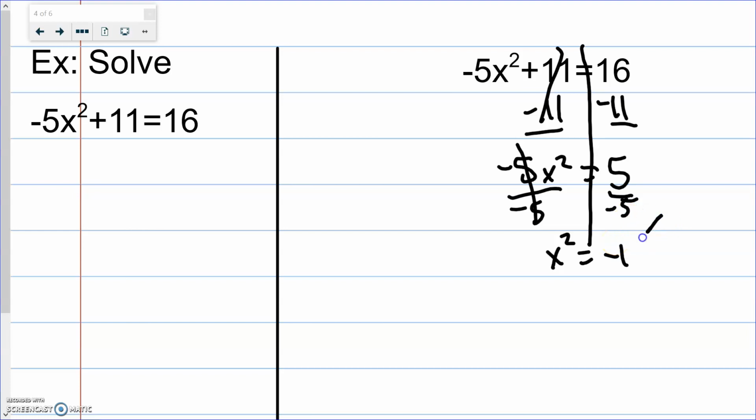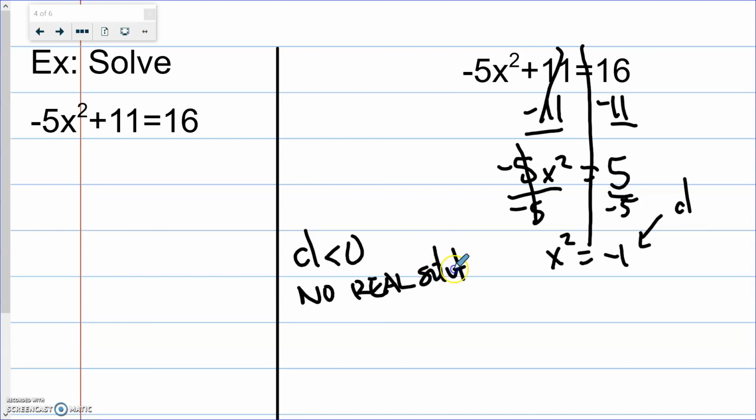This is our d. d is less than 0, so we have no real solutions. So we are done. So we're doing that today. We're finding how many solutions we have and then continuing to find the solutions by taking the square root.